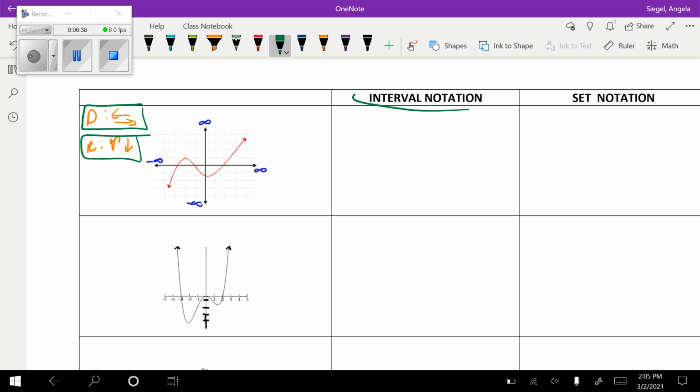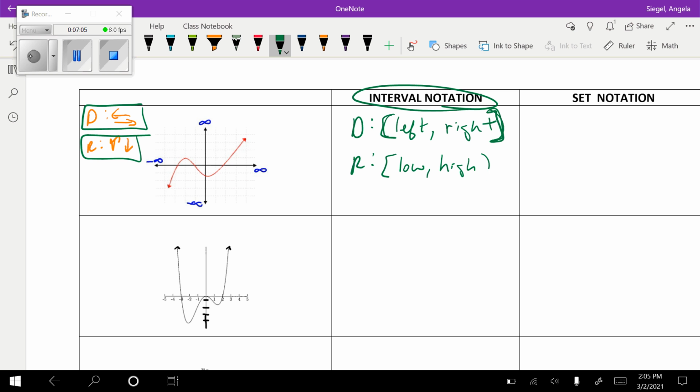Okay, so interval notation, let's take that by itself. For domain, it would be how far left does it go to how far right does it go. And this may be a bracket or parentheses, I don't know. It might be either one of those. And then the range, we're going to go how low does it go to how high does it go. That's my thought process for interval notation. Also don't forget that any infinities are going to be parentheses. Anytime you have an infinity, it's going to be parentheses.